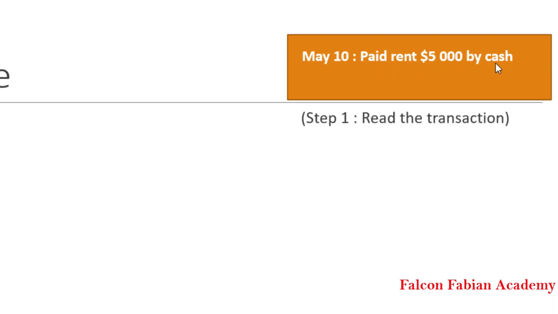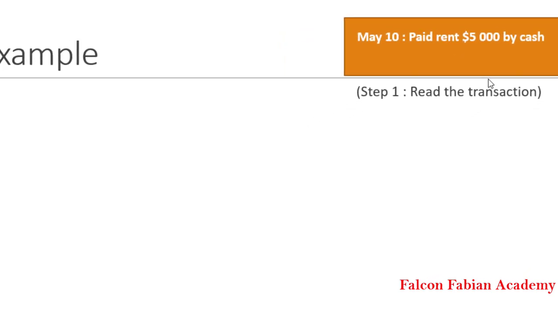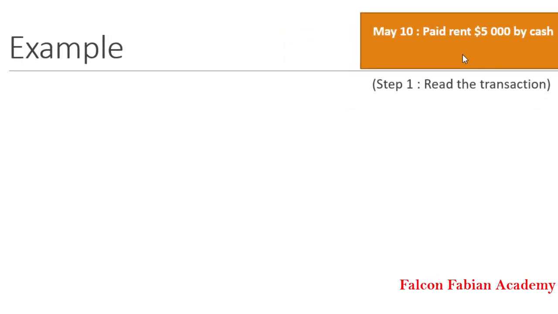So the first step was to read the transaction. Now we need to identify the two accounts. So rent would be one account, because what is being paid? Rent. And how is this rent being paid? So this rent is being paid by cash. So step 2, identify the account. So the two accounts are rent and cash.